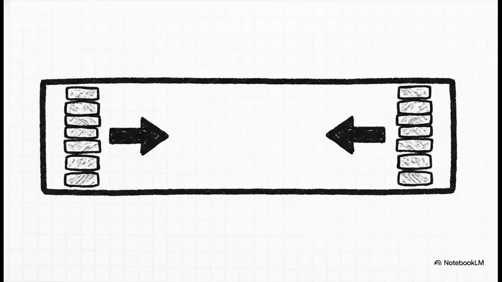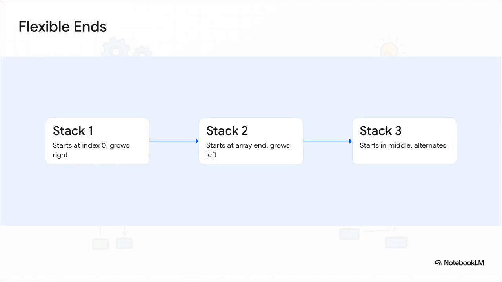Enter approach 2, the flexible ends and middle strategy. We're pivoting to a clever little hacker trick you'll see heavily debated on forums like Stack Overflow. If fixed division is too rigid, let's make it dynamic. Here's the play. You pin stack 1 to the far left at index 0, growing right. You pin stack 2 to the far right at the end of the array, growing left. And then you drop stack 3 dead in the center and force it to grow outward in an alternating left-right pattern into the empty space.